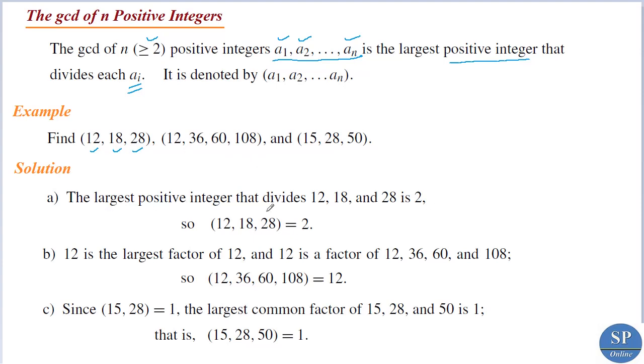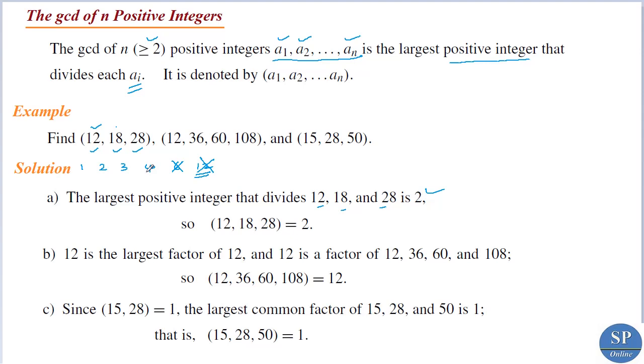The largest positive integer that divides 12, 18 and 28 is 2, because from these numbers 12, 18 and 28, the smallest number is 12. The factors of 12 are 1, 2, 3, 4, 6 and 12. So the largest divisor is 12, but 12 does not divide 18. So this is not the largest positive integer that divides these three. Next is 6. It divides 12 and 18, but it does not divide 28. So this is not the largest divisor.